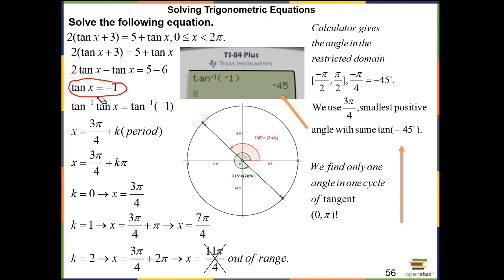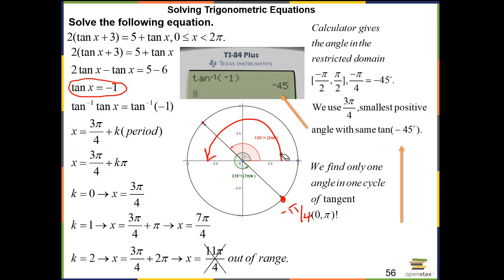So we solve this. We take tangent inverse of both sides. So we get x equals the tangent inverse of -1. Now again, tangent restriction is from negative pi over 2 to pi over 2, remember? So when you put this in the calculator, it is going to look where? Here, for an angle whose tangent is -1. And it's going to find this for you, which is negative pi over 4. Now, to solve equations that involve tangent, one period of tangent is from 0 to pi.